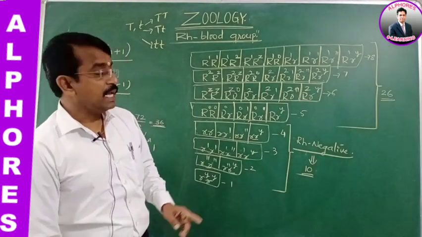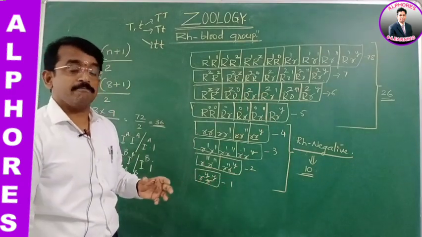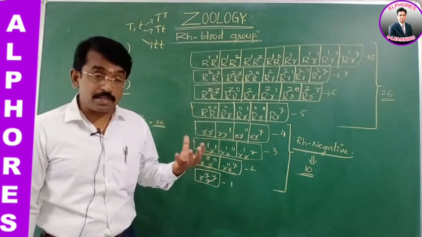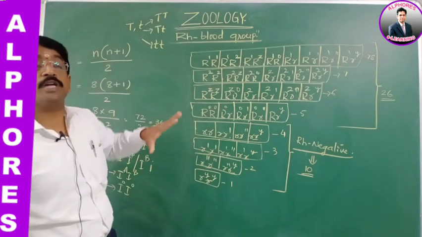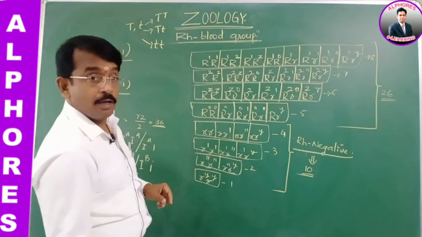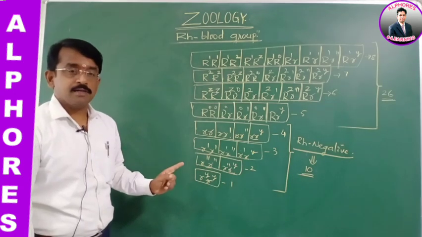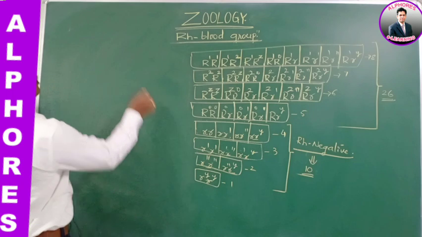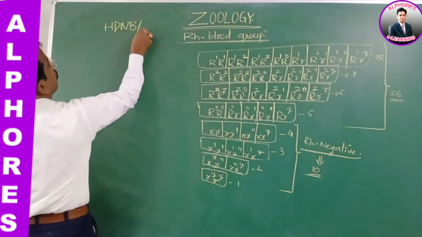Remember, this is how we come to know the Rh positive and Rh negative. This is what we see. Now let's discuss the consequences. Already I told you Rh positive and Rh negative are phenotypically normal, whereas blood transfusion and pregnancy individuals are prone to consequences. The consequence is HDNB, or else hemolytic disorder of the newborn.